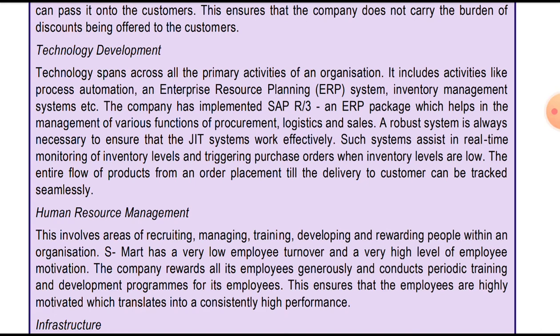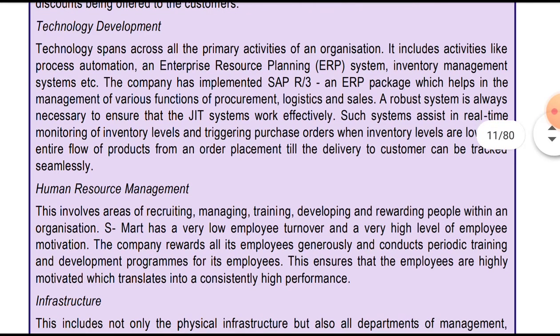Such a system assists in the real-time monitoring of the inventory level and triggers a purchase order when the inventory levels are low. The entire flow of the product from order fulfilment and procurement till delivery to the customer can be tracked seamlessly. The delivery to the customer is the sale at the retail store itself. The system would capture the inward movement, then it would be held as stock, and when it is sold to the customer, it would be an outward supply. So the entire process can be tracked.